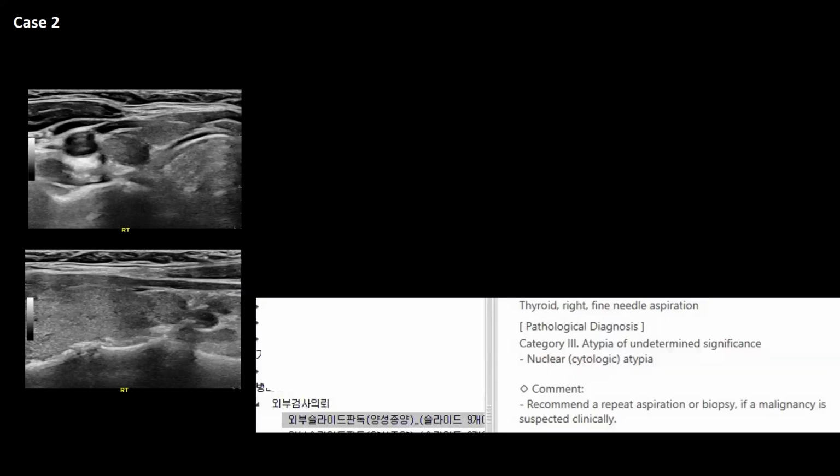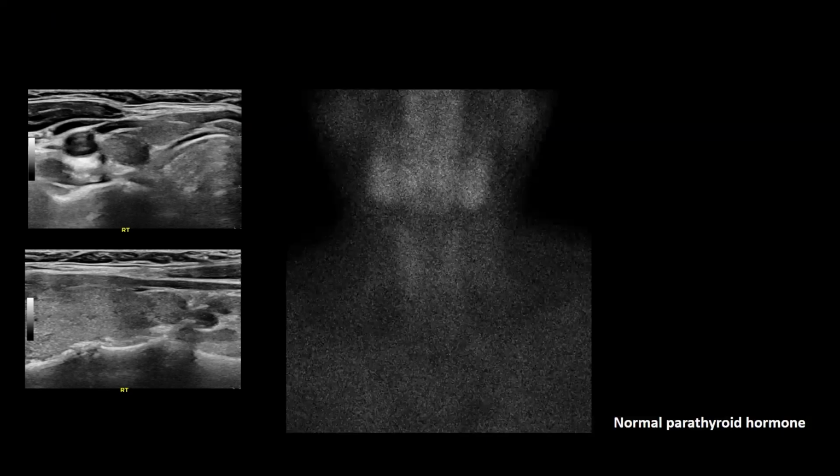The FNA slides from the outside clinic were reinterpreted at our institution and were diagnosed as showing atypical cells. In this patient as well, the parathyroid scan performed at our institution showed no abnormal findings, and the PTH level was normal.